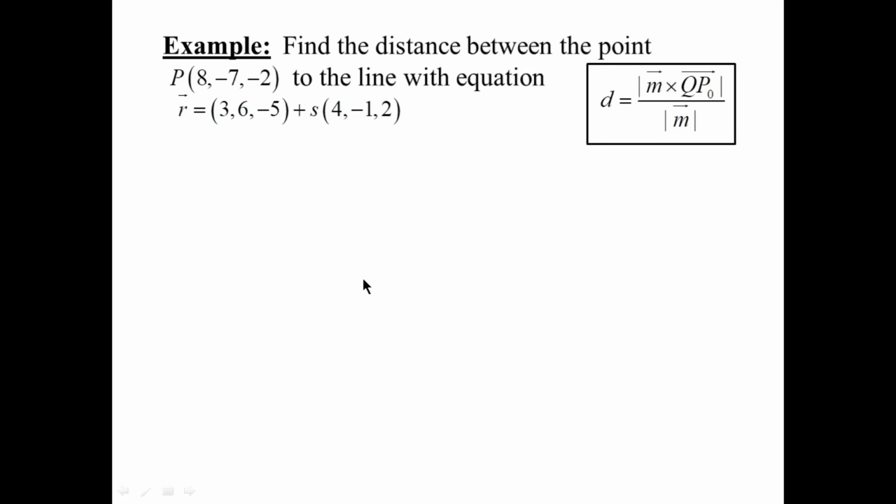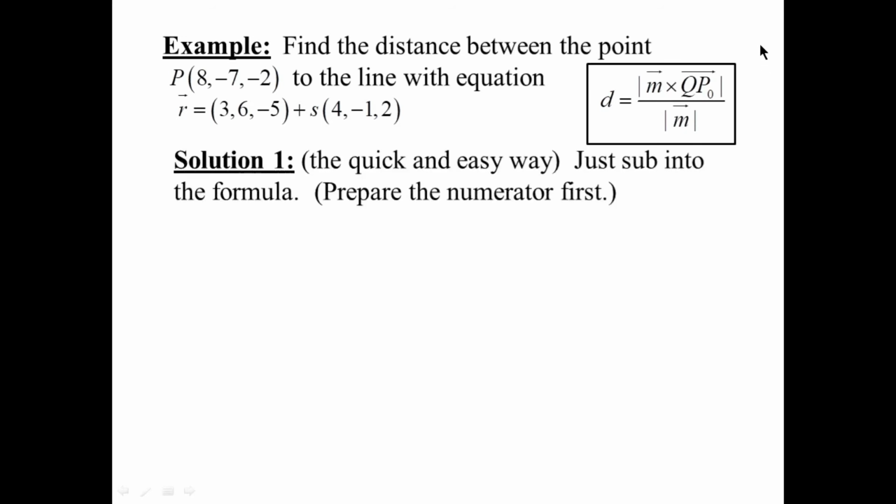Example, find the distance between a point which is external to a line. And the line is given as 3, 6, minus 5, which is a point, plus the parameter s times 4, minus 1, 2. And I've provided the formula we'll use here from the previous. Solution 1, which is the quick and easy way.